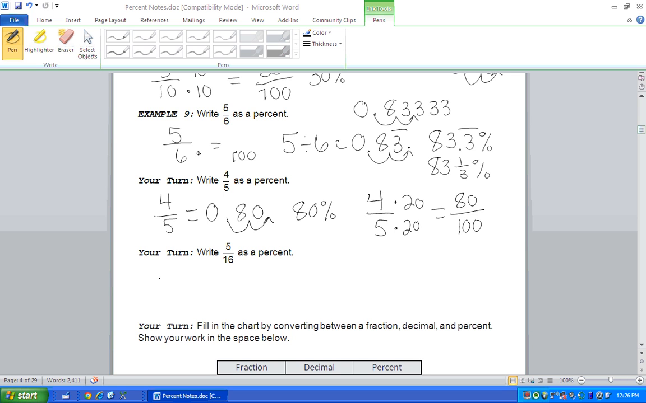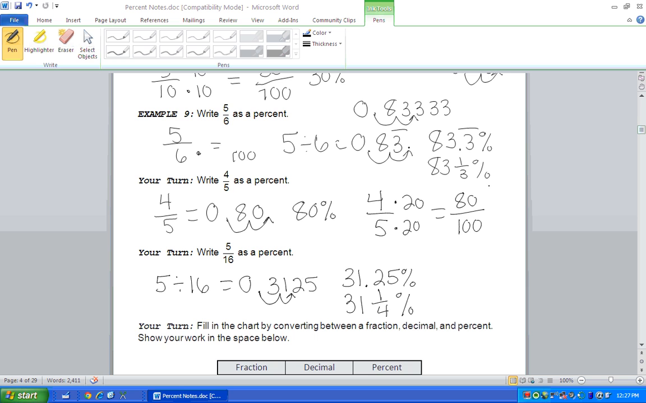Now for the next one, this one I would have divided by 16 because I can't think of a whole number that I can multiply 16 by to get 100. So when you do that, you get the decimal 0.3125. Move the decimal 2 place values to the right, tenths, hundredths. So that would be 31.25%. Or, if you remember, 0.25 is the same thing as 1/4. So you could also write that as 31 1/4%.